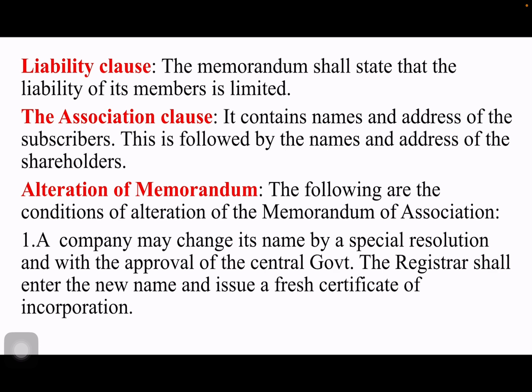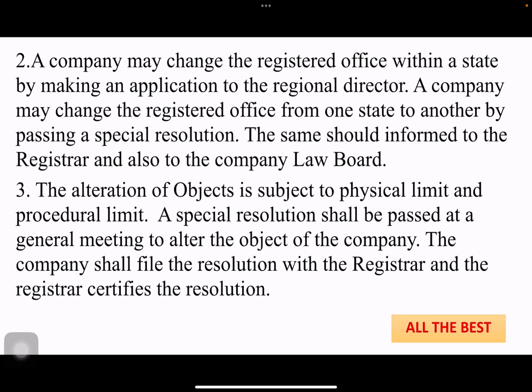So it is very difficult, and a few things they permit, like a name, they can change the registered office. They can change limited to maybe private limited to public limited, like that few things are there. But the alteration of objects is subject to the physical limit and procedural limits that they have to consider. Special resolution shall be passed at the general meeting to alter the objects of the company. Very important. Company shall file the resolution with registrar, and registrar certifies the resolution.